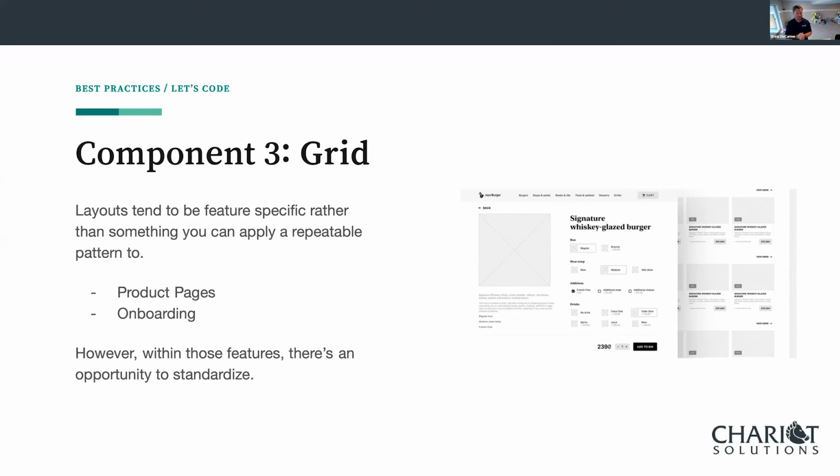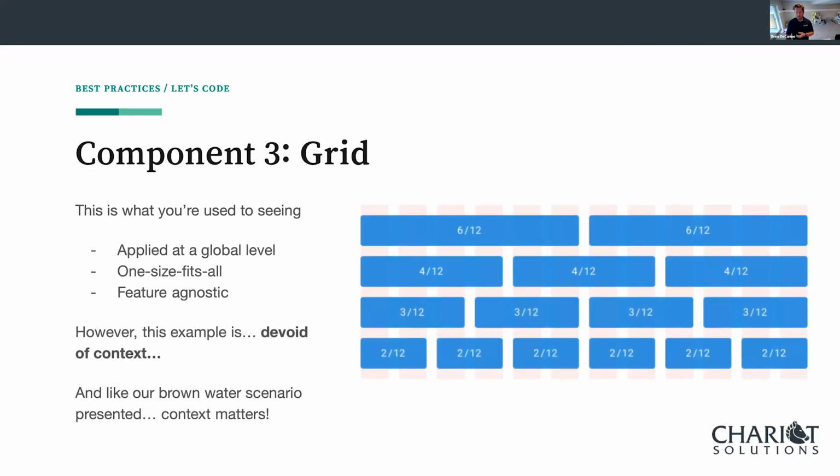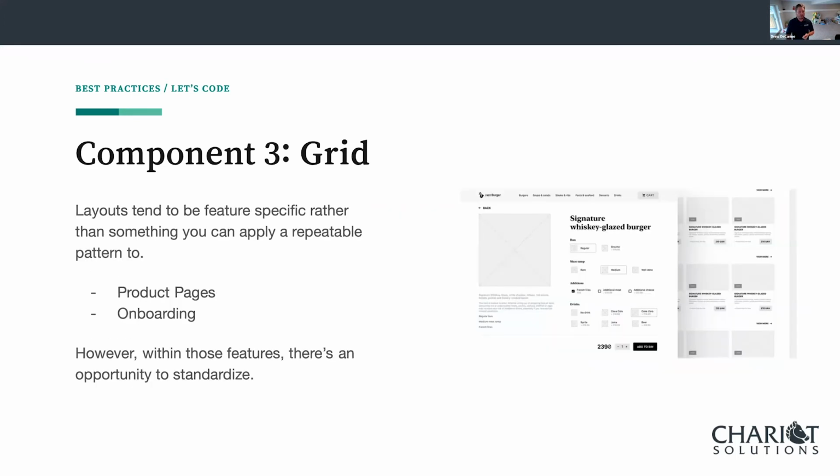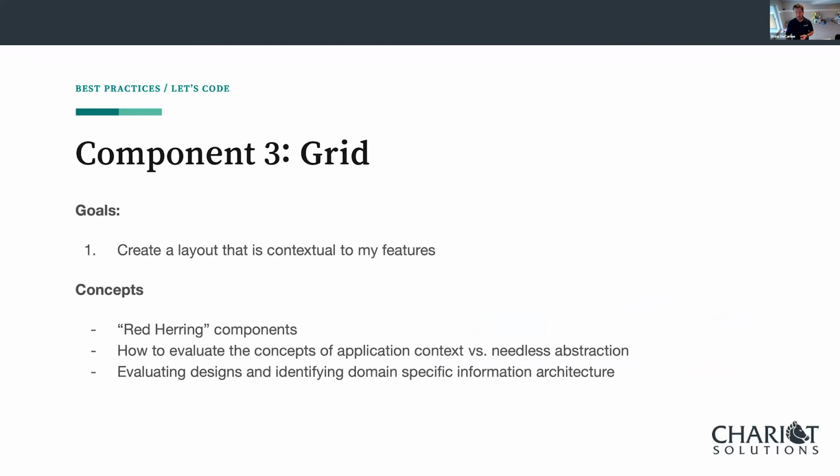Especially with the prevalence of CSS grid these days, we can talk about our layouts as being contextual rather than trying to fit them all into one size fits all. But within those features, there is an opportunity to standardize. And I'm not saying that you shouldn't break your layout components out into something like the conventional 16 grid method or 12 grid method, but we have to get down to the context that matters. And usually it's done encapsulated inside of a general layout, like a layout root.